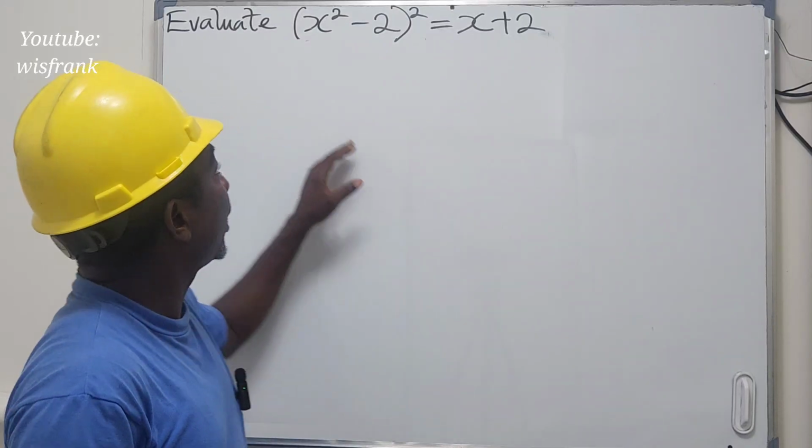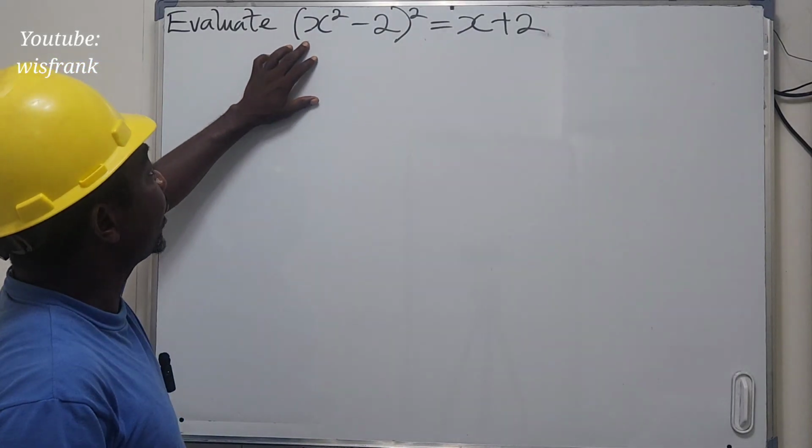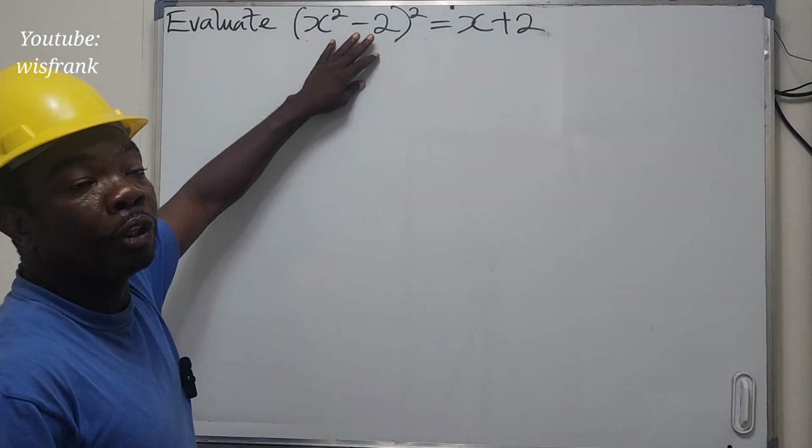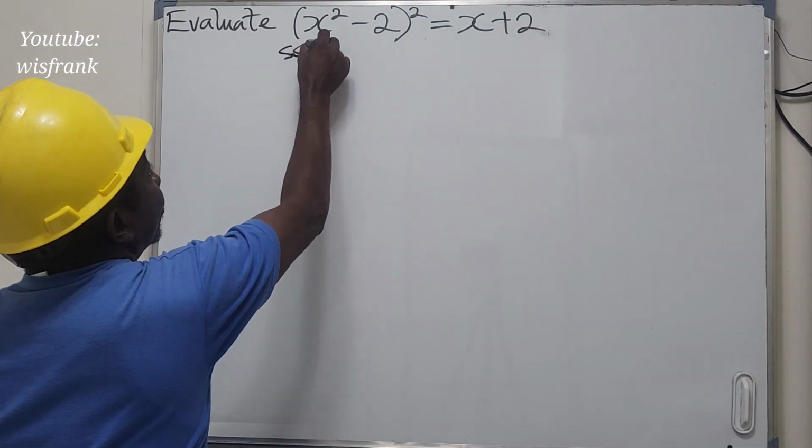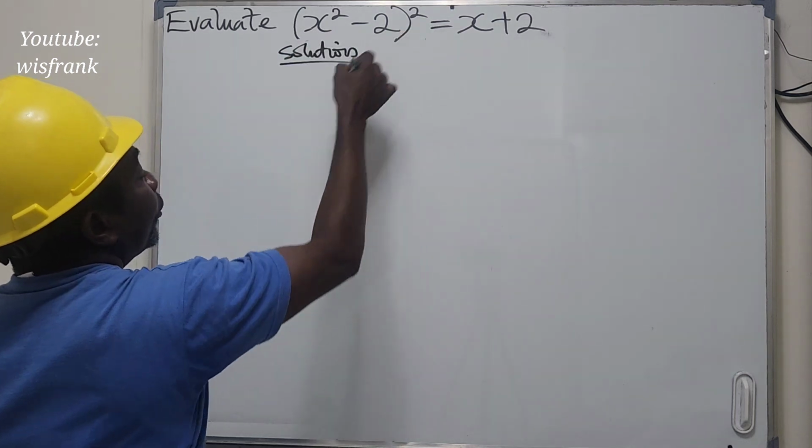For today, we're looking at this question. It says evaluate (x² − 2)² = x + 2. So we have here the solution.